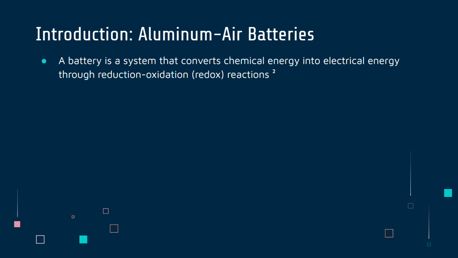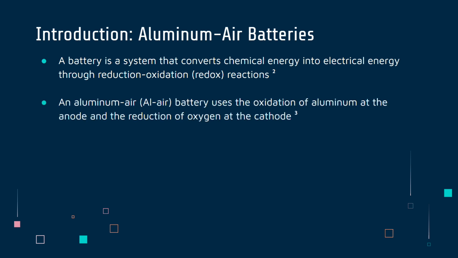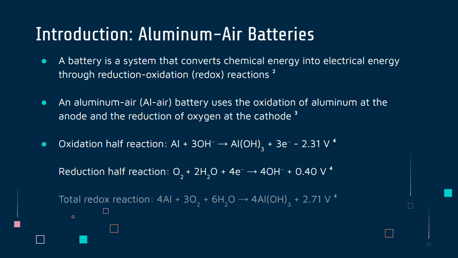Depending on the system, the anode or the cathode would either be positively or negatively charged. For a galvanic cell, the cathode is positively charged and the anode is negatively charged. For an electrolytic cell, the cathode is negatively charged and the anode is positively charged. An aluminum air battery functions by the oxidation of aluminum at the anode and the reduction of oxygen at the cathode. This is the oxidation half reaction, the reduction half reaction, and the overall redox reaction.